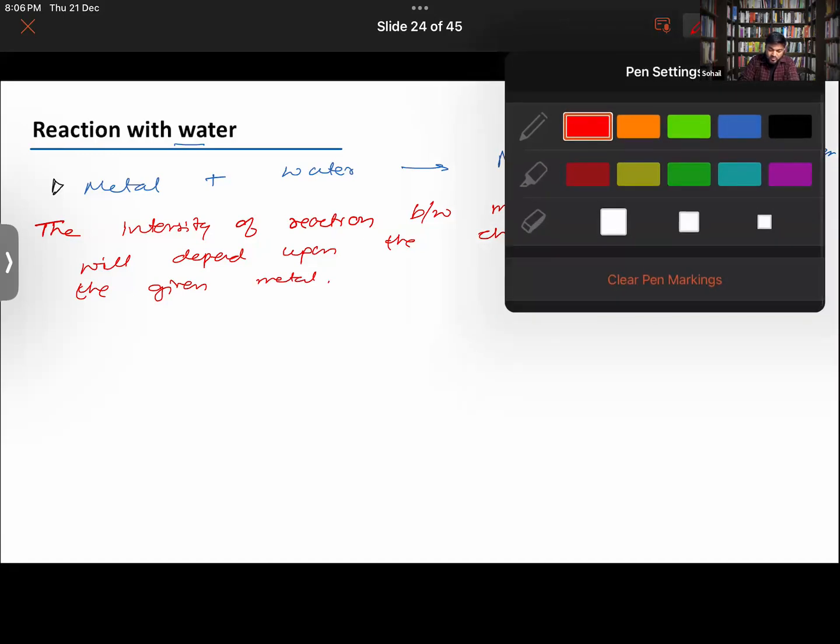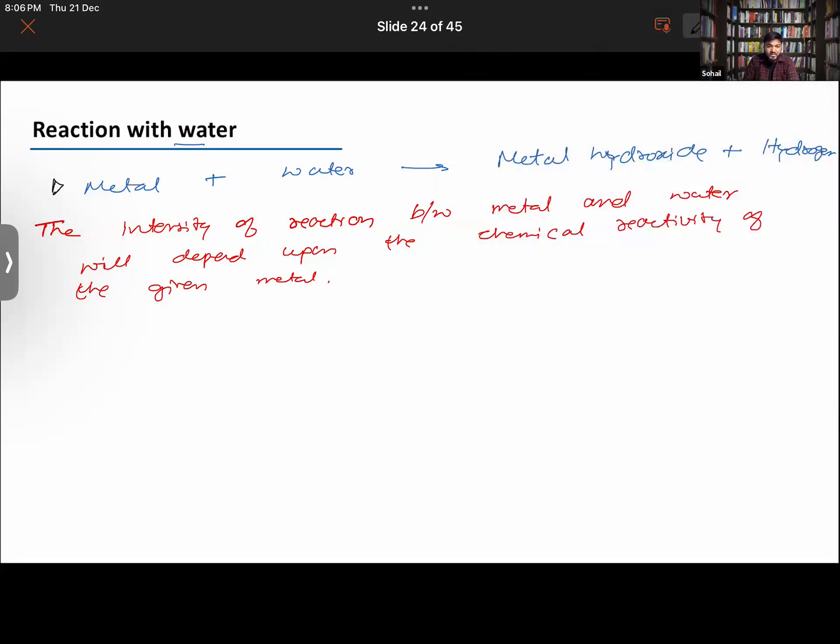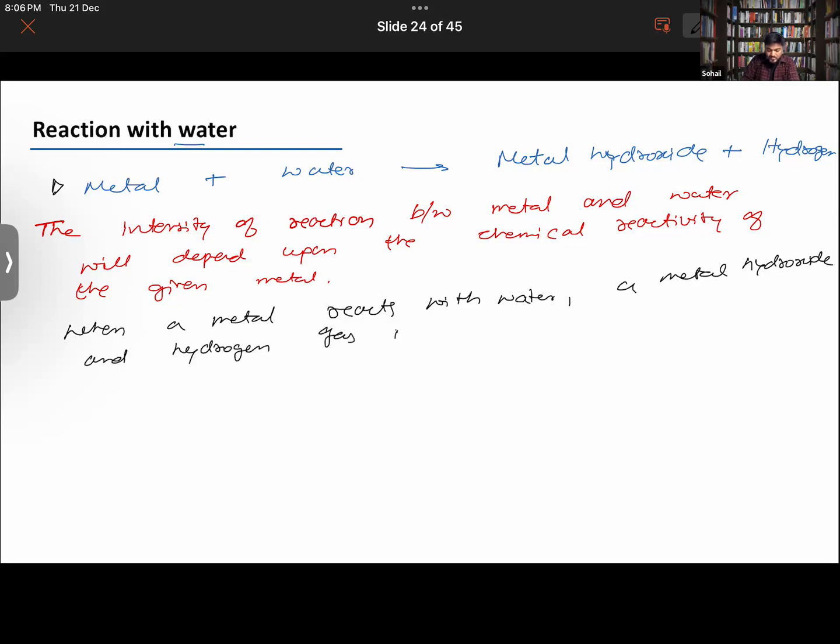Also, the main thing to note here is that in regard to metal, we get to see that when metal reacts with the water, a metal hydroxide is formed, and what? Hydrogen gas. And hydrogen gas is released.